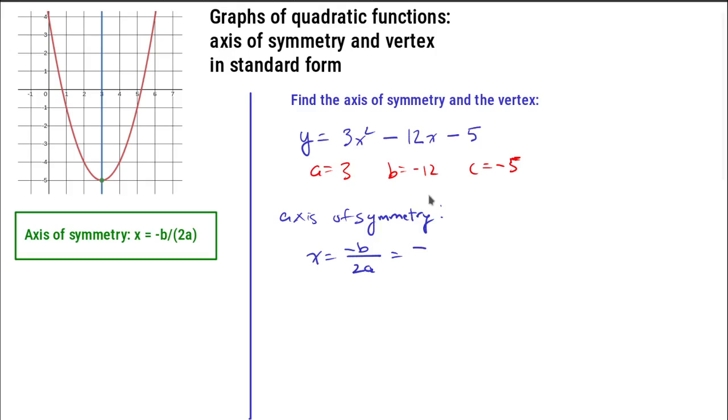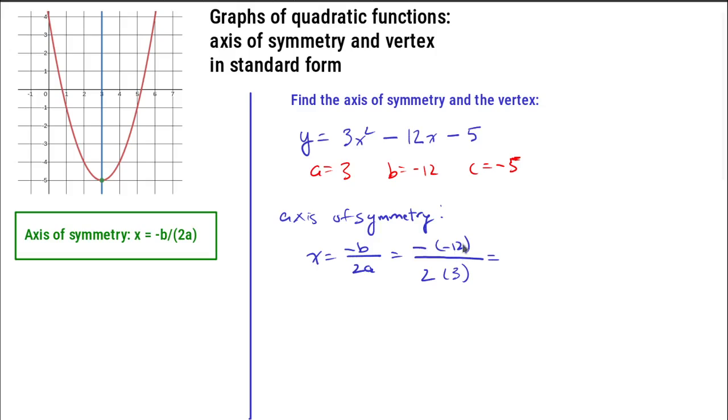So b is negative 12. So that b becomes a negative 12, and I wrap it in parentheses just to protect that minus sign in front of the 12 from the other minus sign. And then in the bottom we've got 2 times a, but we said a was equal to 3. So we just substitute negative 12 for b, 3 for a, and then we simplify.